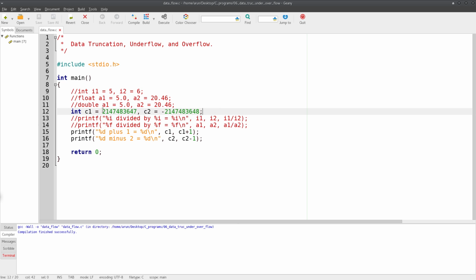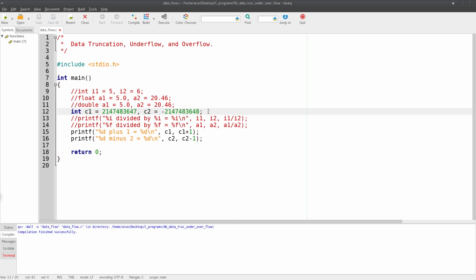I've just written these two numbers over here. I'm defining these two integers, one of them with such a big value, another one with such a small value, a negative. Let's see. 2,147,483,647 is a positive value for C1, and for C2 it's negative 2,147,483,648. Now what I'm going to do is add just one value. I'm going to increment C1 by 1, and decrement C2 by 1. So instead of this 7 over here, you'll come across 8, isn't it? And instead of this 8, you'll come across 9, isn't it?